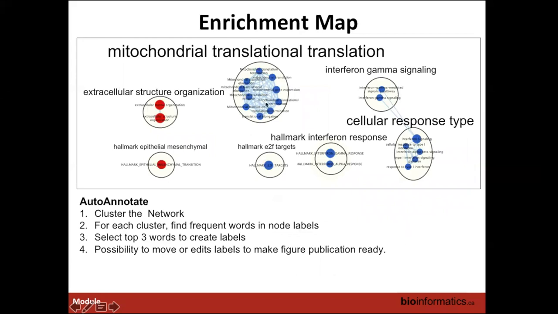So this is an example of an enrichment map created with the GSEA results. Each node again is a pathway that is enriched, meaning they contain a lot of genes downregulated in my experiment. And those red nodes are the pathways that contain a lot of genes that are upregulated in my experiment. The enrichment map is doing this clustering. And then we use another app called AutoAnnotate to draw these circles around the clusters and to auto-annotate the cluster by using the three top words that are included in the names of the pathways. And then when you prepare your figure for publication, you can further edit the labels.